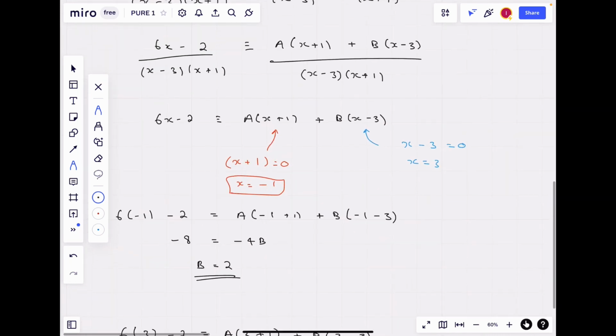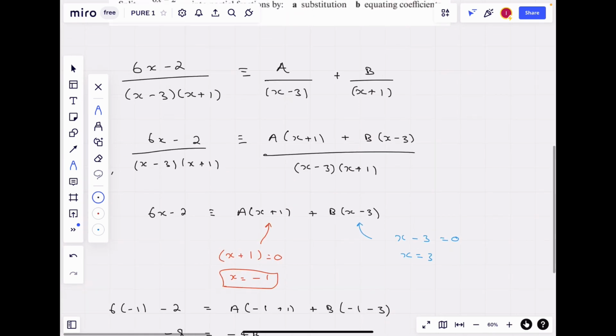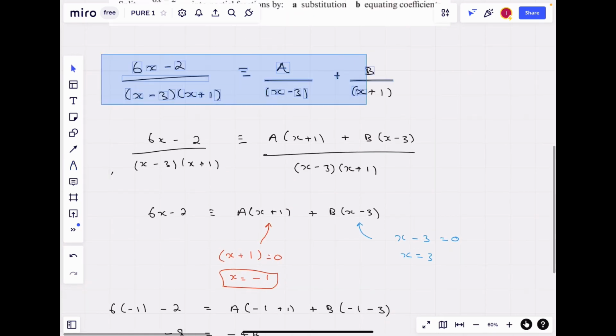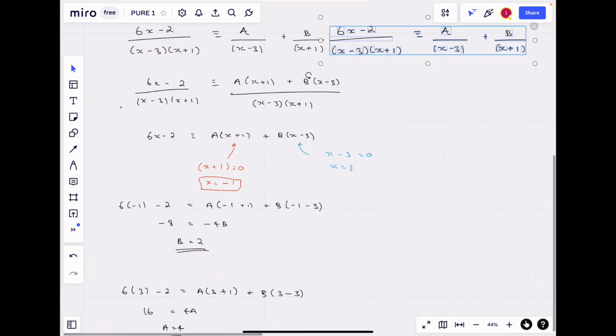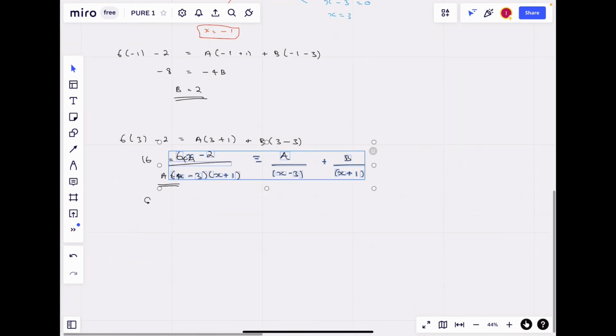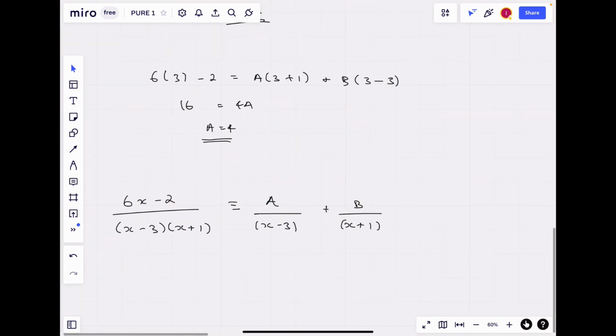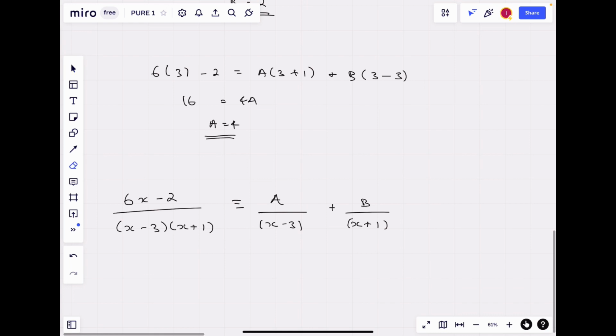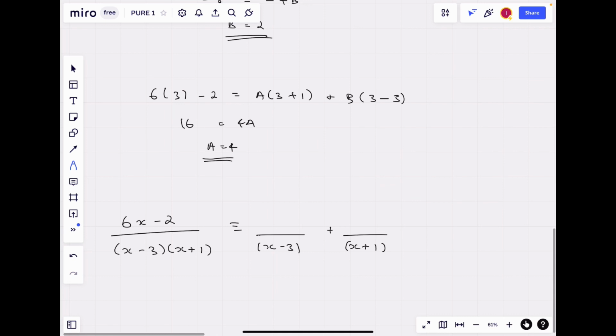So now I can rewrite this partial fraction. If I copy it over and move it down, I can rewrite it, but instead of A and B, I can have the values 4 and 2. And that is your answer. That's how you do it by substitution.